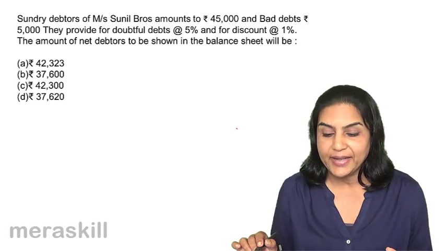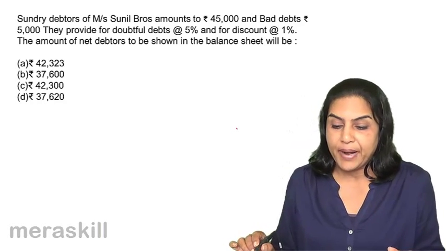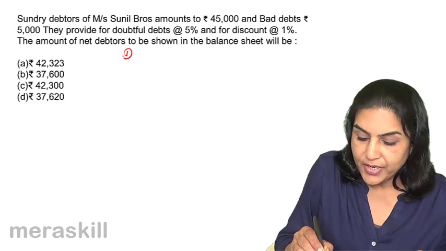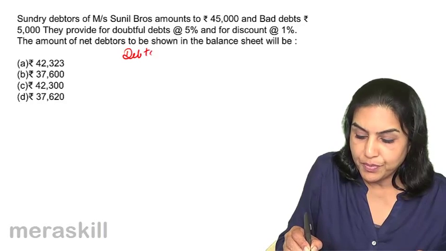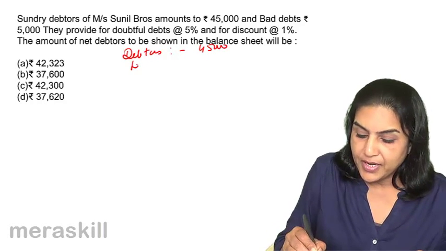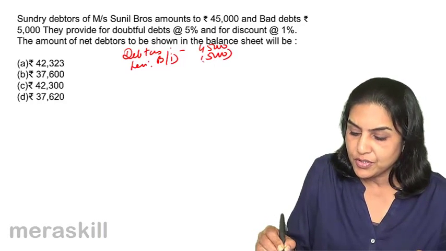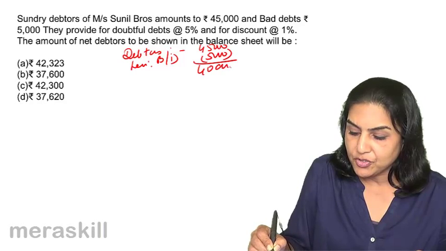The amount of net debtors to be shown in the balance sheet will be: debtors amount to 45,000, bad debts were 5,000. So let us see, in the balance sheet it would be presented like this: debtors 45,000 less bad debts 5,000. So we get 40,000.